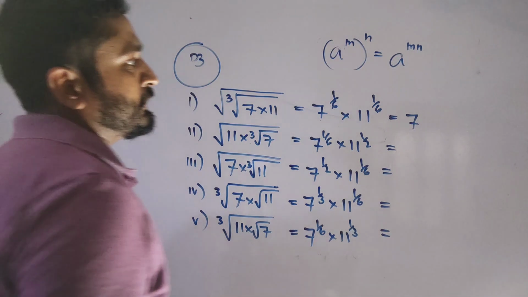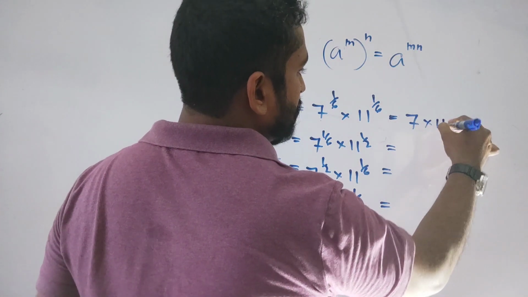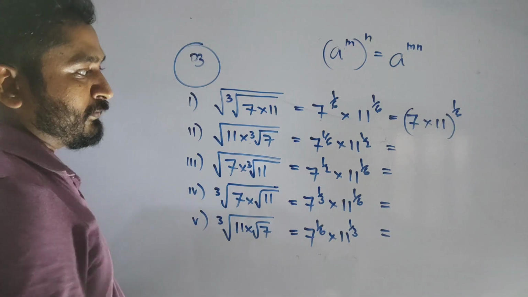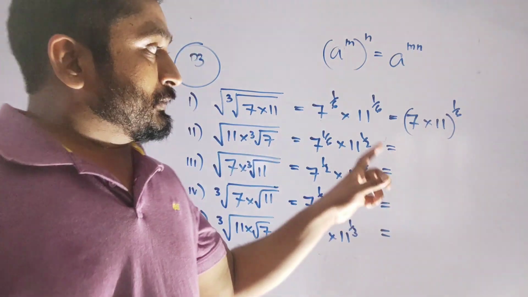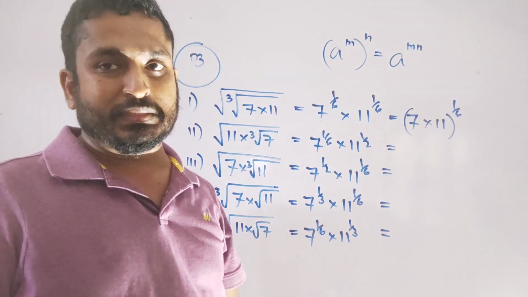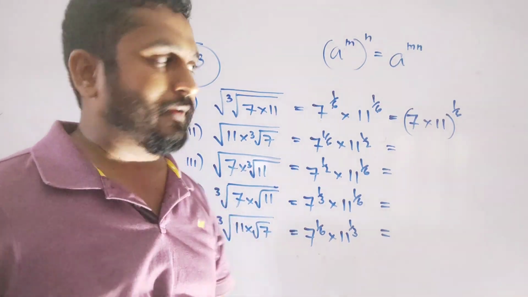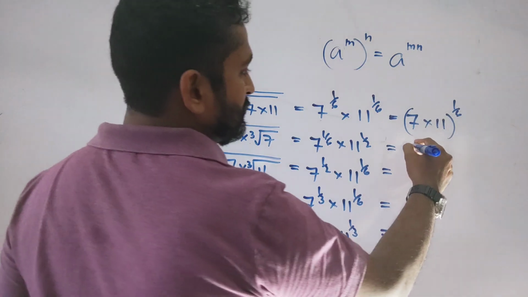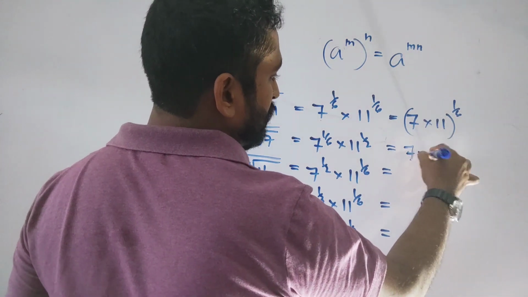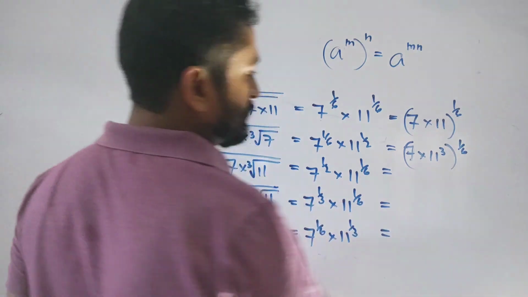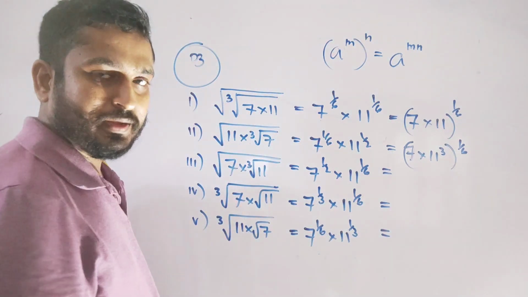Here, it is going to be 7 into 11 all together to the power 1 by 6. Is that clear? Because 1 by 6 is common for everything. So I consider that common power as 1 by 6 since it is the least power we have. So this is going to be 7 into 11 to the power 1 by 6. This is going to be 7 into 11 to the power 3, to 1 by 6. Clear? Because it is going to be half.